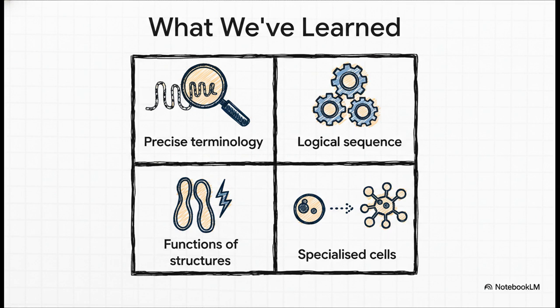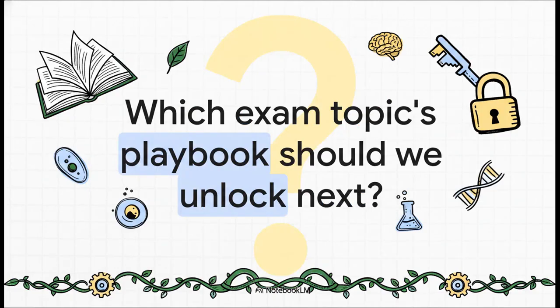And finally, understanding how cells are specially adapted for their function is a massive theme that comes up again and again. You see, when you start thinking like an examiner, you start seeing the questions in a whole new light. We've just unlocked the playbook for this part of plant biology. So the only question left is, which topic's playbook should we break down next?